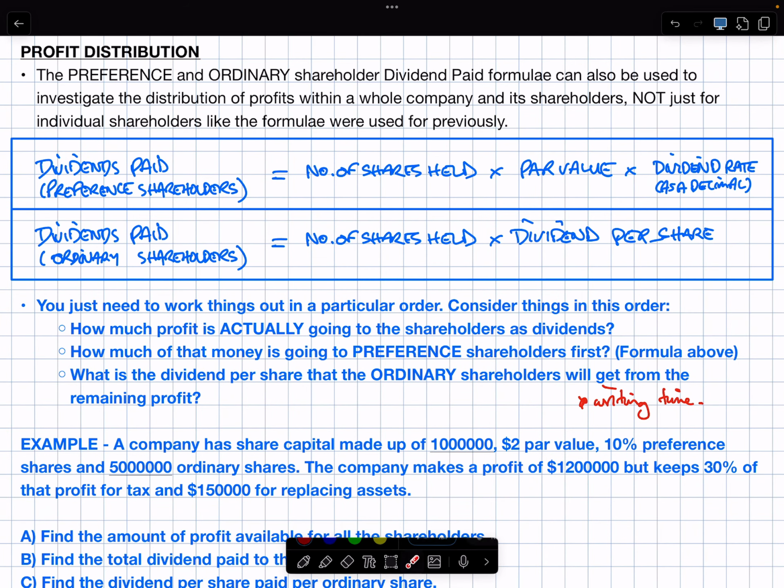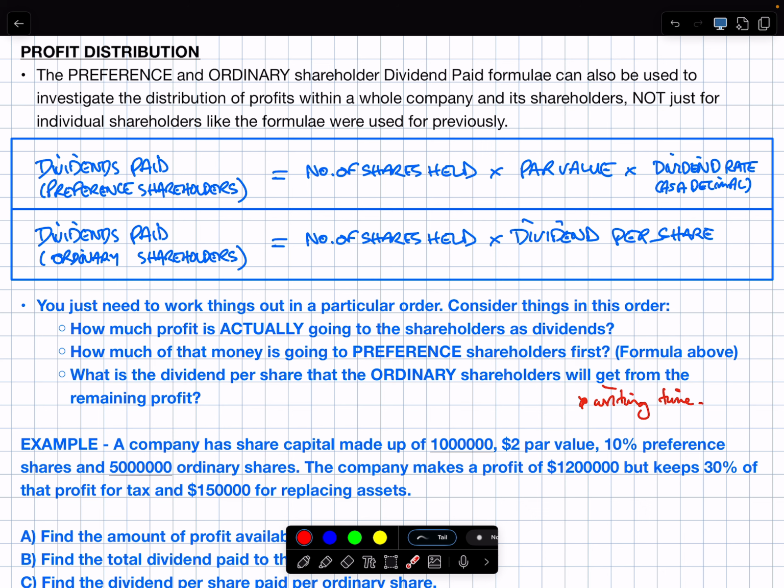These formulas here should be familiar from last lesson. You were using these formulas for individual shareholders. But what we're doing now is you can actually apply these formulae to the whole company to see where the money is going between their shareholders.